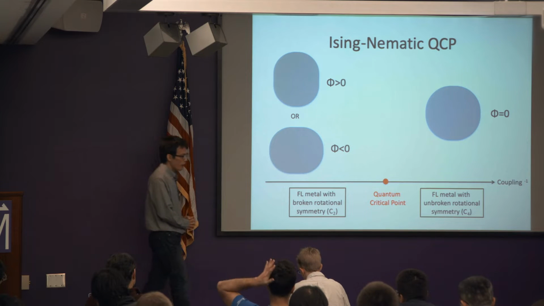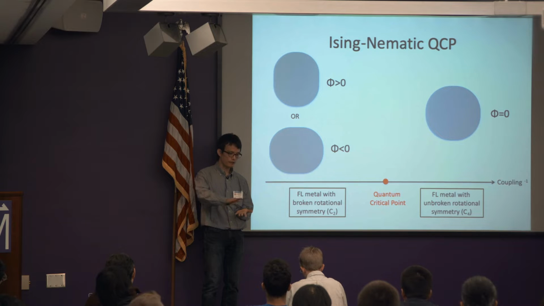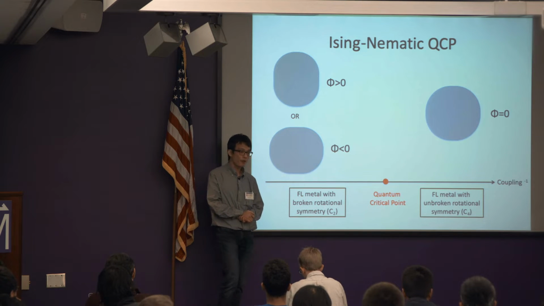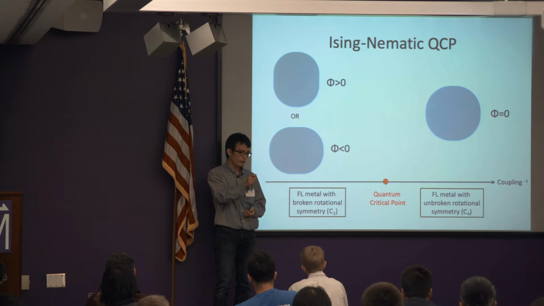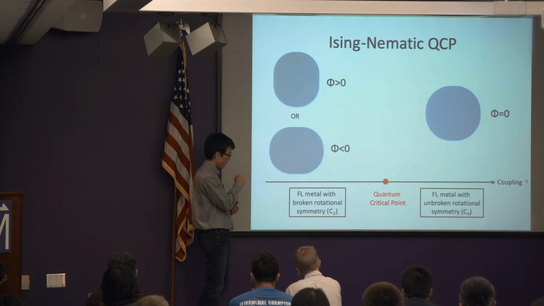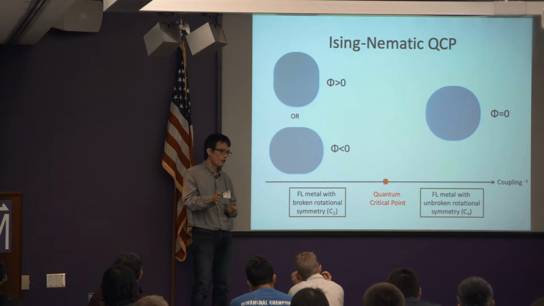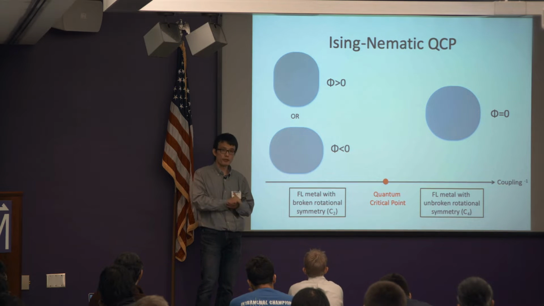Imagine you have some microscopic system that has some discrete rotation symmetry, say 4-fold rotation symmetry. Then in a metal, as you tune some interaction strengths, your system may undergo a quantum phase transition that breaks the, say, 4-fold rotation symmetry spontaneously into, say, 2-fold symmetry. So that is the nematic transition.